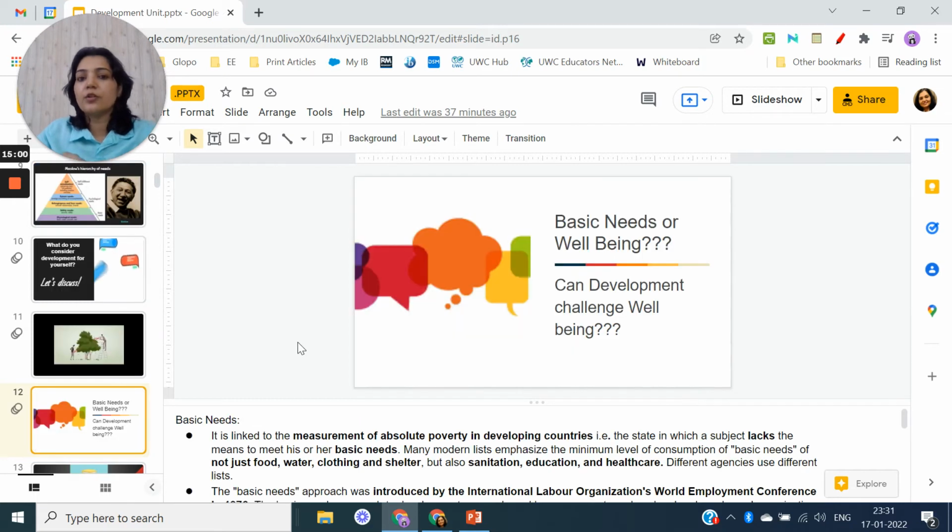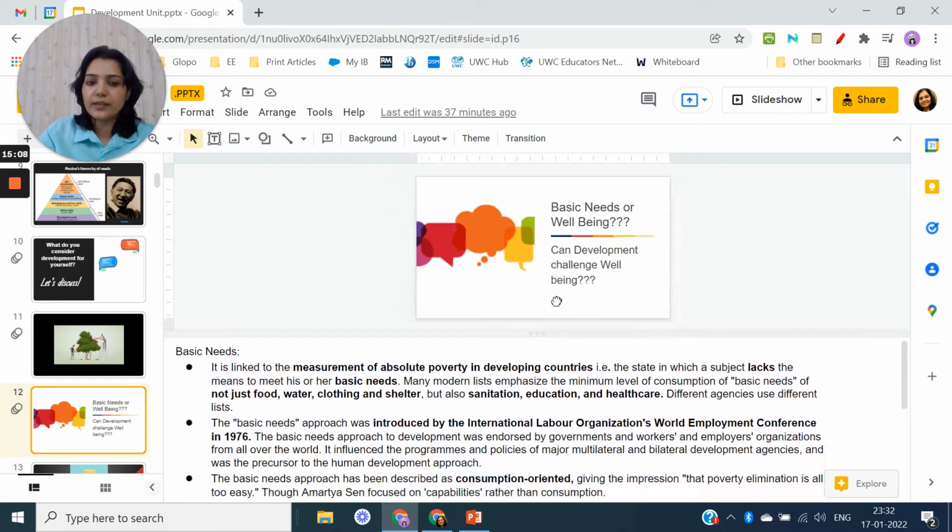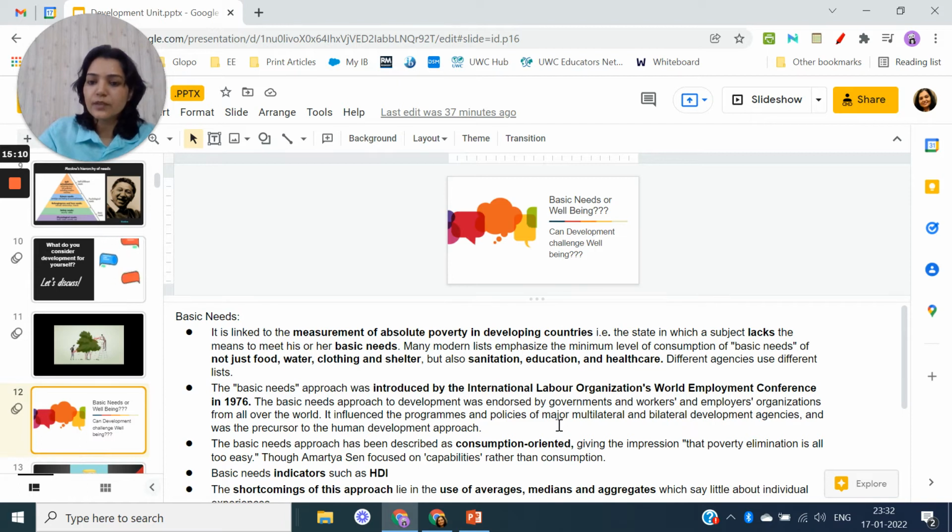I move further on the basic needs or well-being. So let's get started with the basic needs versus well-being. Here are the written notes. So number one thing, the measurement of absolute poverty in developing countries, this is where the basic needs link to. What is absolute poverty? Okay, just think what is absolute poverty or relative poverty. When do you call that this is the position of relative poverty, or when do you call it absolute poverty?